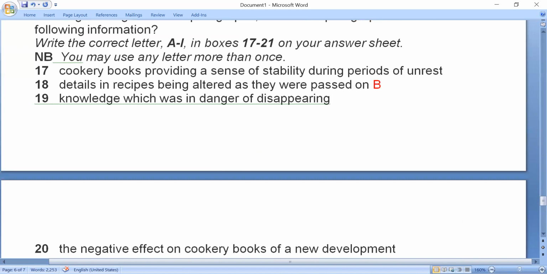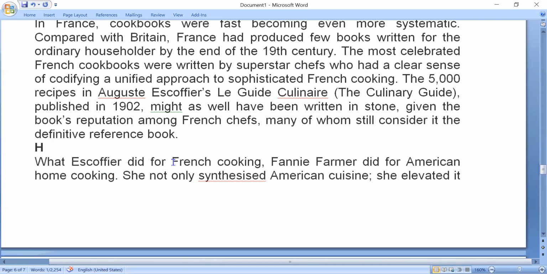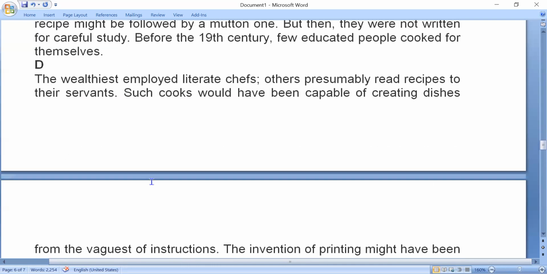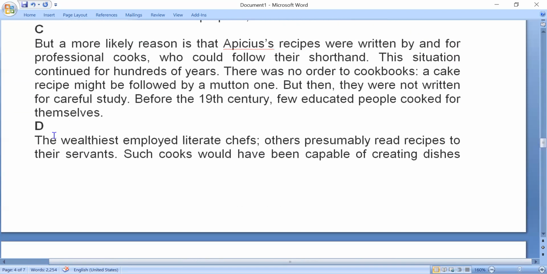Maybe we can write down here C, but we will mark it down in red as well, because we are not sure about it. But there is a hint that knowledge was disappearing. Okay, let's move on to the next one.